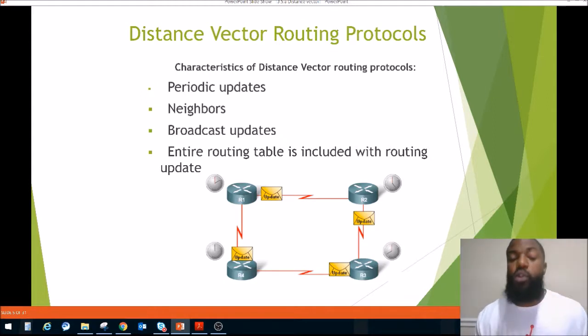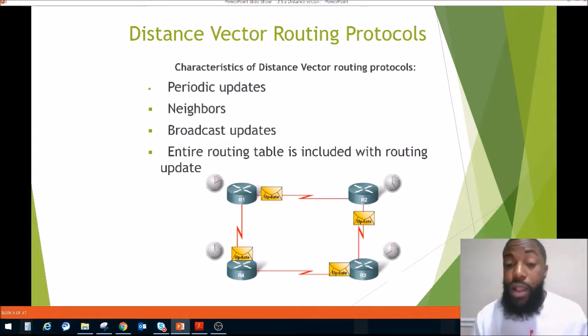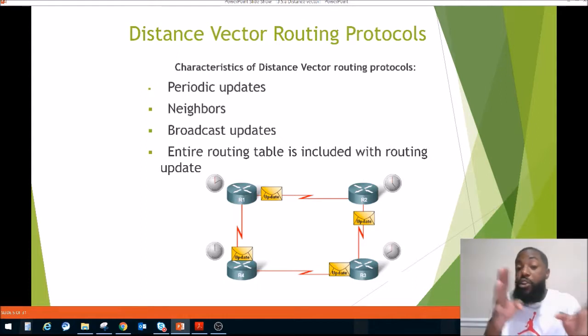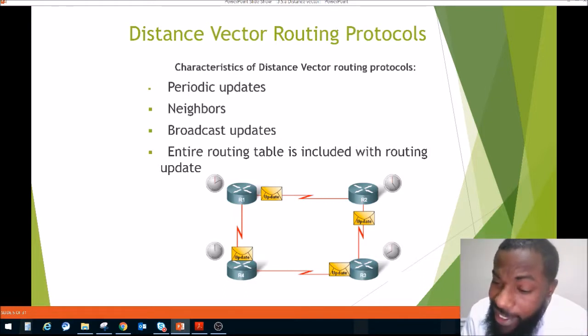Characteristics of the distance vector routing protocol. It knows about the neighbors. Everybody knows about all the neighbors, and it sends the whole routing table. Again, right there it says it. The entire routing table is included with the routing update. It might not even be an update, there might be no new paths. Did I just use a triple negative?